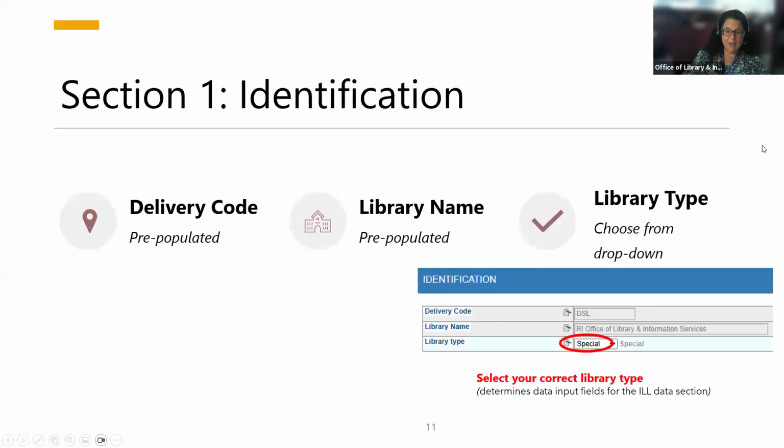So taking a quick dive into the survey, again, the first section is identification. And again, the first two parts are pre-populated, so you do not have to worry about that information. And you only need to choose the type of library that you are. So you're either an academic library, a public library, a special library, or a school library. So schools are schools. If you're a public school, you are still a school library. And again, that library type designation determines which fields pop open for your interlibrary loan statistics.